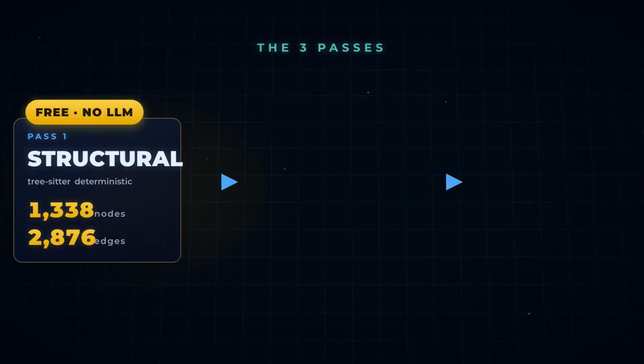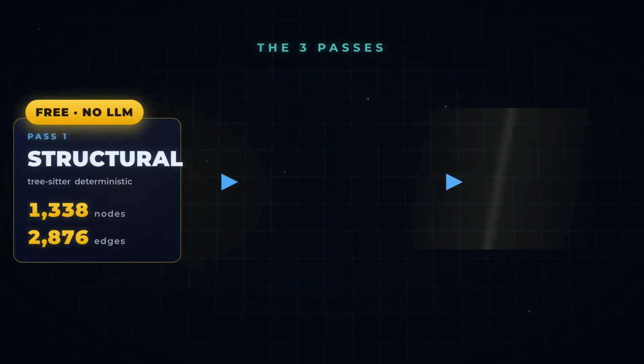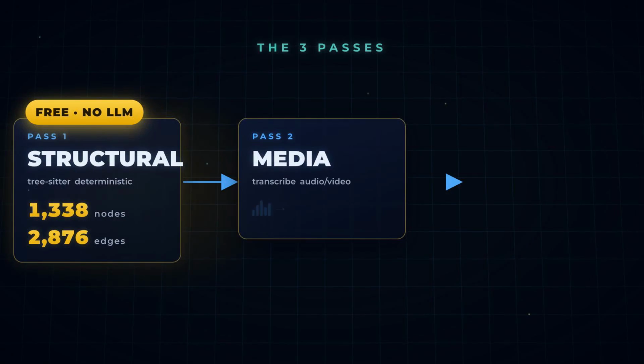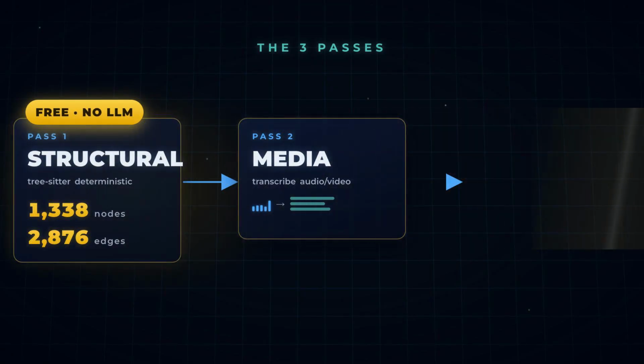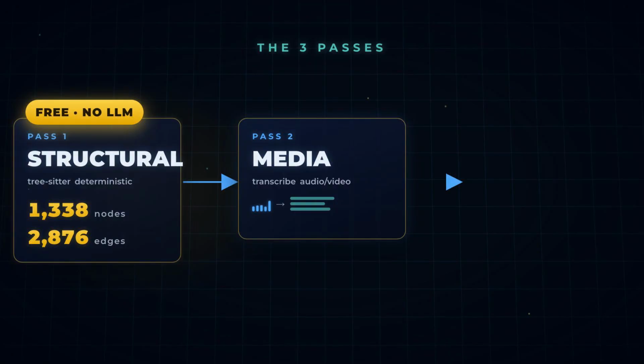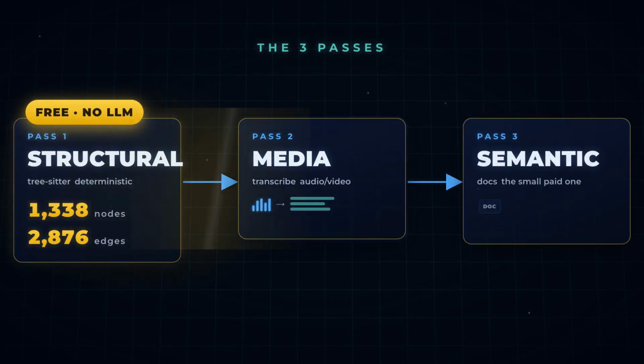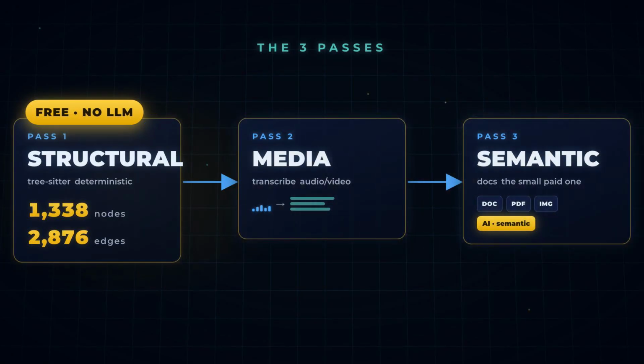On my app, that first free pass alone found 1,338 pieces of code and nearly 3,000 connections between them. The second pass handles any audio or video in your project. If you've got screen recordings or voice notes, it transcribes them and folds them into the graph too. And the third pass is where the AI finally shows up. It reads your docs, your PDFs, your images, and it does the semantic work, figuring out what a document actually means and where it belongs in the bigger picture. Only that last pass costs you anything, and it's the small one.